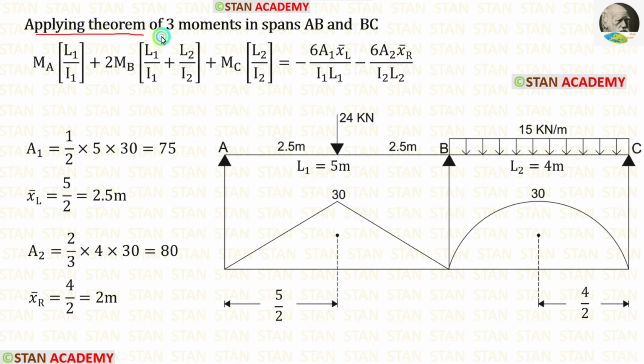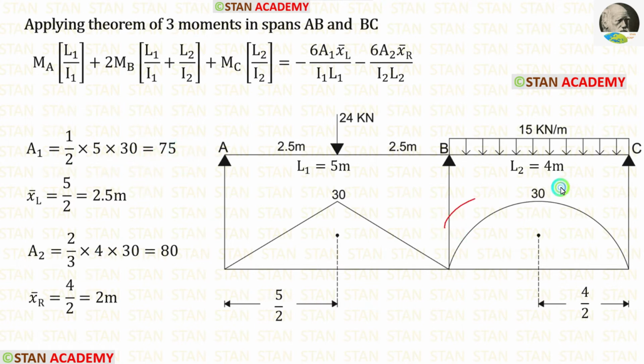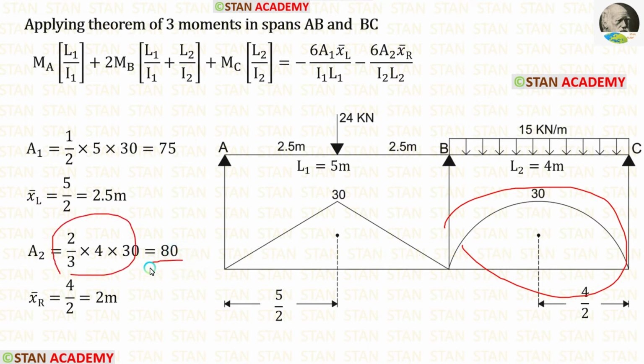Let us apply the theorem of three moments in spans AB and BC. In this equation, we have to find area 1, x bar left, area 2 and x bar right. For this triangle, the area formula is half into breadth into height. Using the formula, we are getting 75. For this parabola, the area formula is 2 upon 3 into breadth into height. Using the formula, we are getting 80.